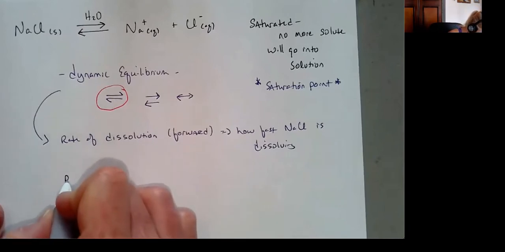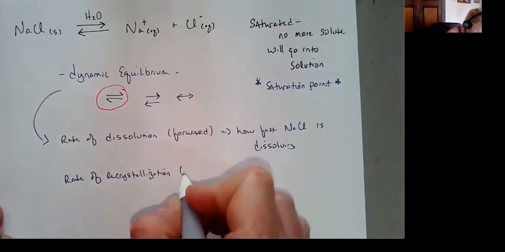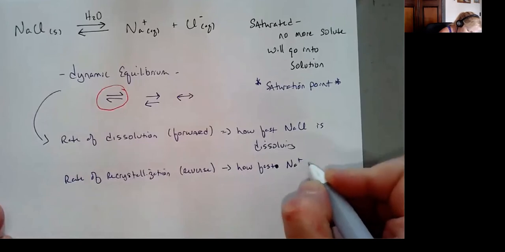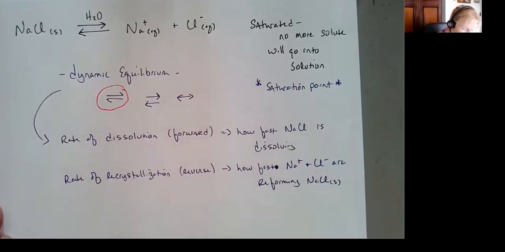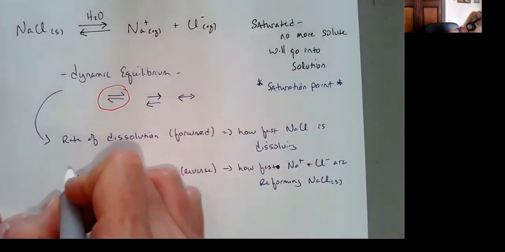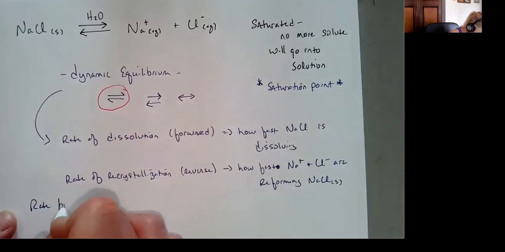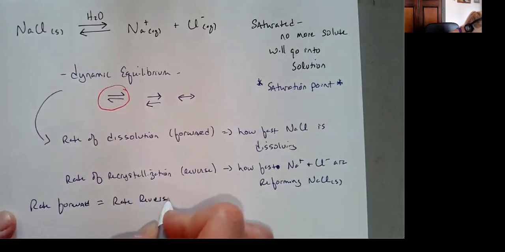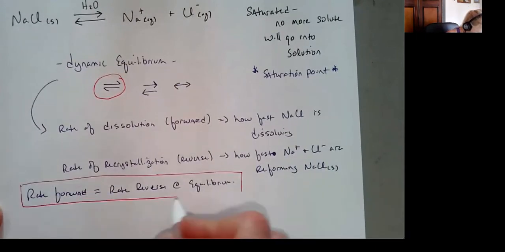And then I'm also going to have something called the rate of recrystallization. And that's the reverse. Here you have how fast sodium ions and chloride ions are reforming in a NaCl solid. At equilibrium, these rates are going to equal each other. So once I've reached dynamic equilibrium, then these two rates here equal each other. So the rate forward is going to equal the rate in reverse at equilibrium. What that means is that you're not going to see a change in what that solution looks like.